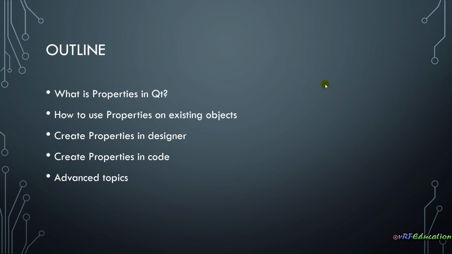Okay, let's get down to business. Let's take an overview of what we are going to cover during this session. First of all, we take a look at properties ecosystem in Qt. Then, we move on how to work with properties in existing objects. After that, we will see how to declare new properties, set and read their values. And at last, advanced topics for properties will be covered.